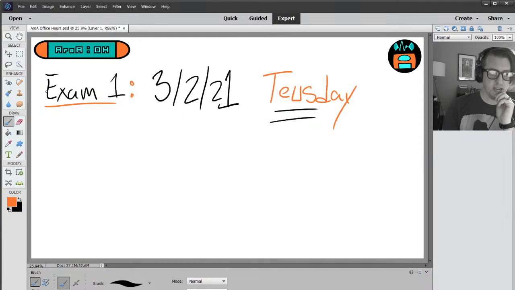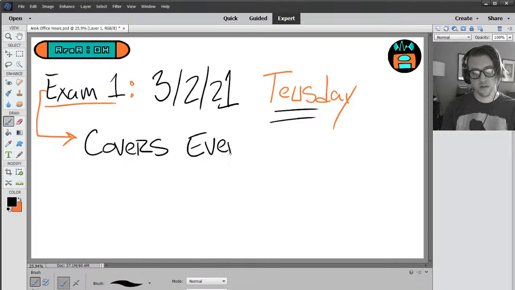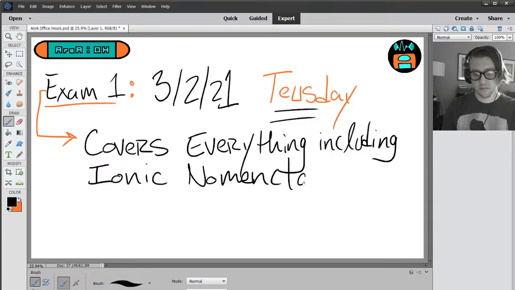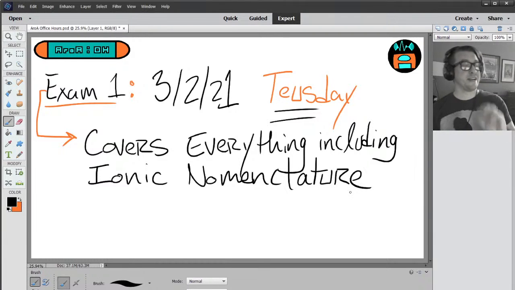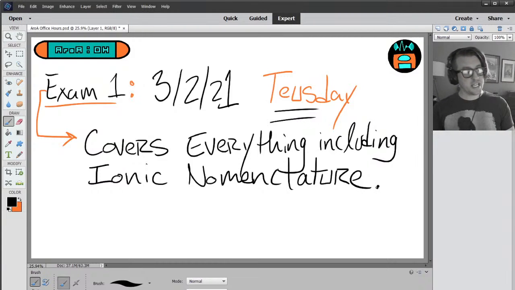I posted a breakdown of exam 1, kind of like a guide for preparing for it on Canvas. But the important thing to know is exam 1 covers everything including ionic nomenclature, which is naming ionic compounds. We're going to begin our discussion of ionic nomenclature tonight, and we will be finishing it on Thursday. So that will be the last topic on the exam, and so it'll cover everything in there.